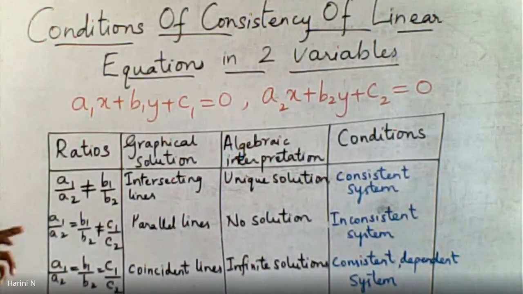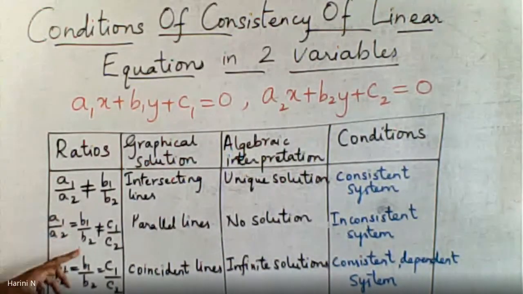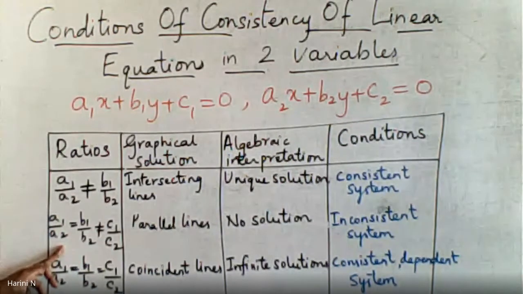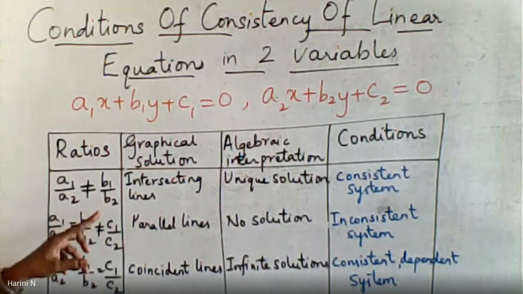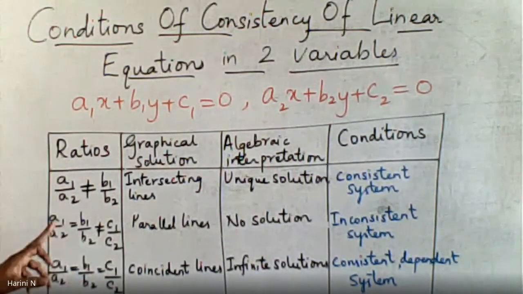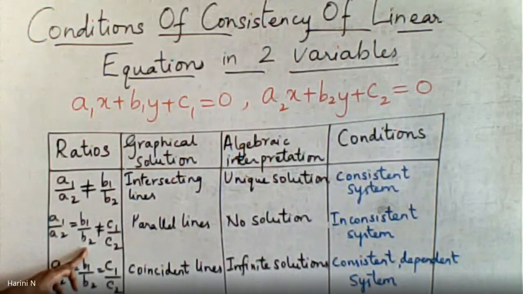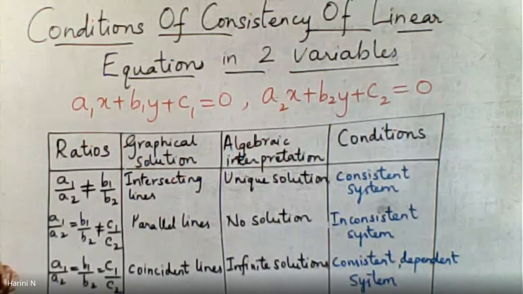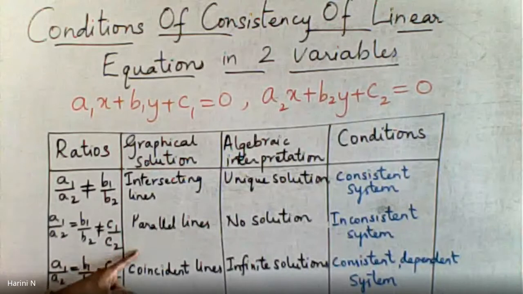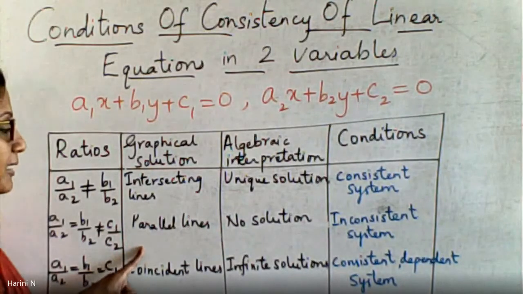Suppose when you check A1 by A2 and B1 by B2, they become equal. But when you go and check the ratio of C1 by C2, it will not be equal to A1 by A2 and B1 by B2. If this condition arises, you can go and state that the lines will become parallel to each other.